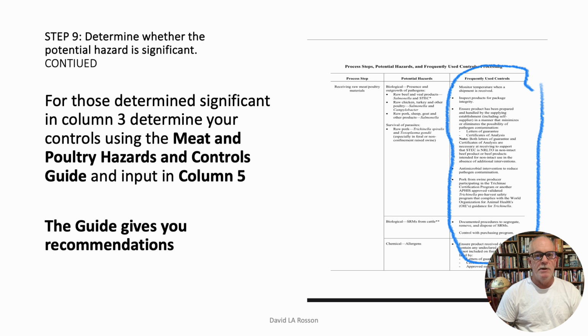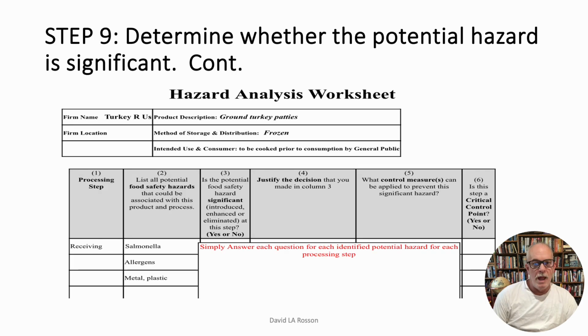Step 9. Spend some time here. Let's get this done right. Understand the hazard. Determine if the hazard is significant. If it is significant, what control measure you're going to use. Consider the ones that are frequently used given to us by the USDA. So last little tidbit on step 9. Simply answer the questions in order, working from left to right for each hazard that you revealed in the guide for each processing step. Simply answer the questions in order on the form. You should be able to take care of column 3, 4, and 5 right now.